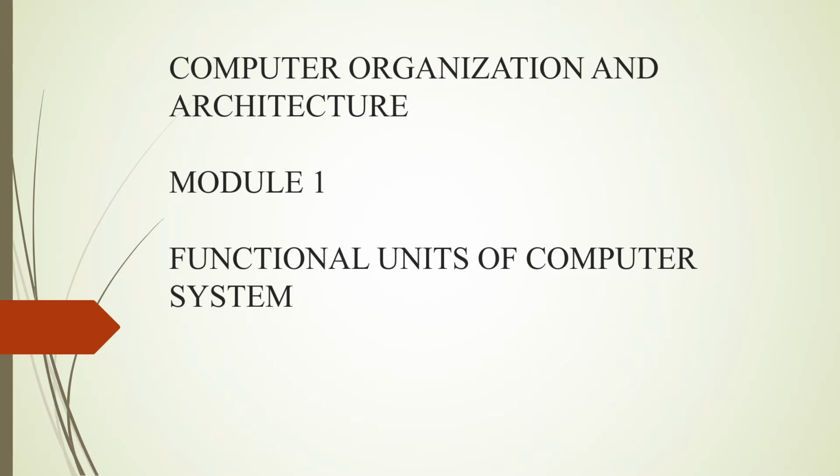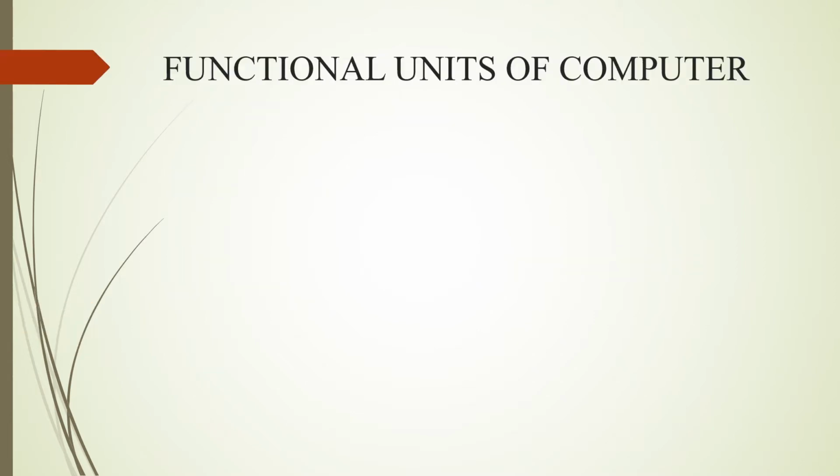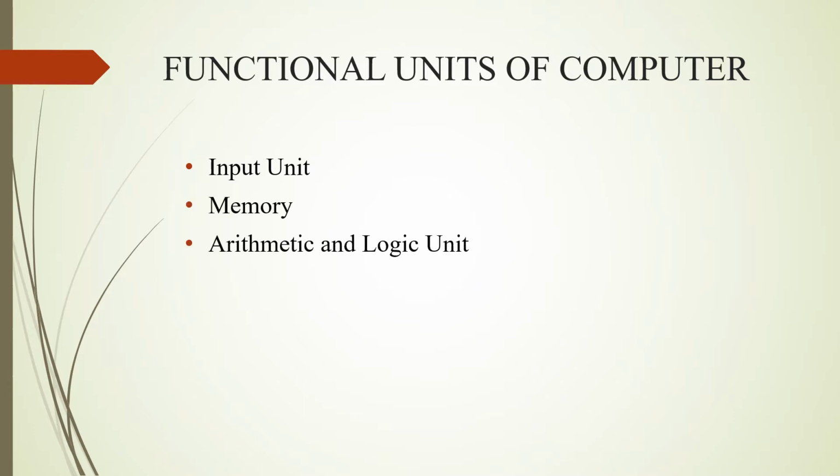Today we'll discuss the functional units of a computer system, which is one of the major topics in Module 1 of the Computer Organization and Architecture subject. The functional units of a computer system are broadly classified into 5 units: first, the input unit, memory unit, arithmetic and logic unit, output unit, and control unit.